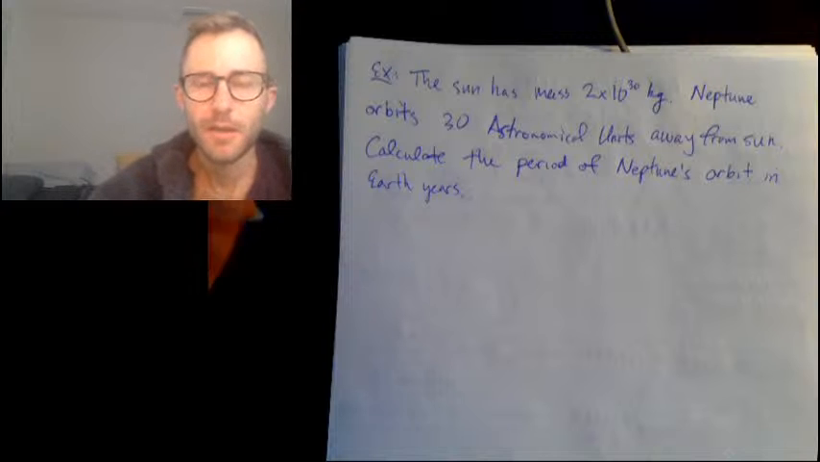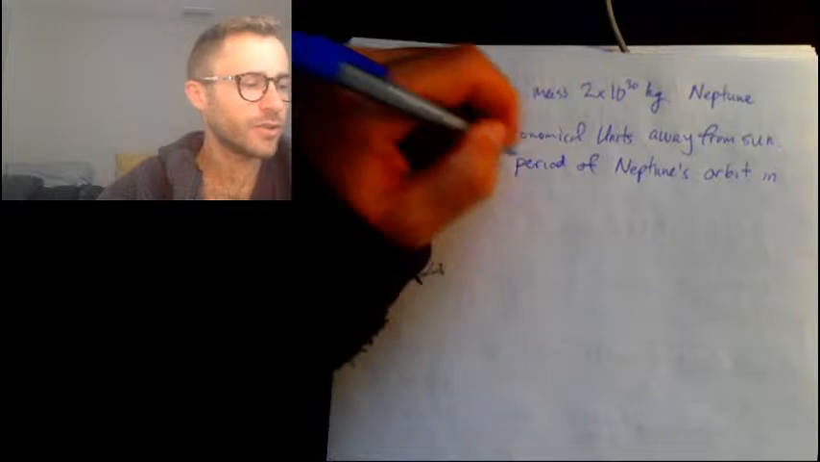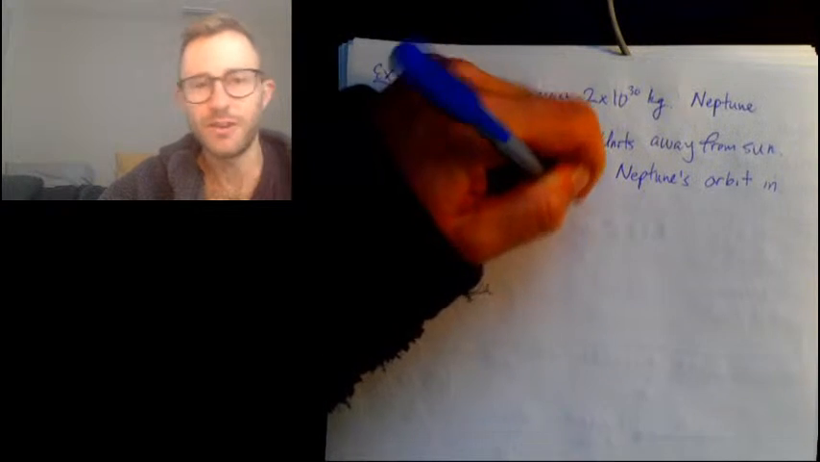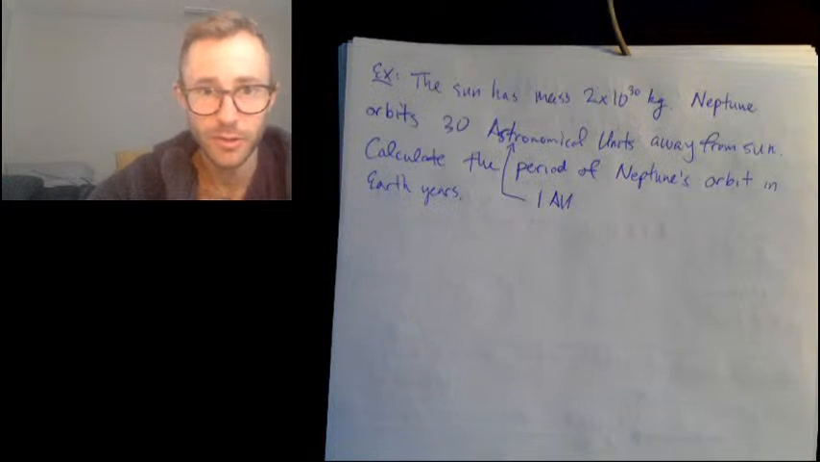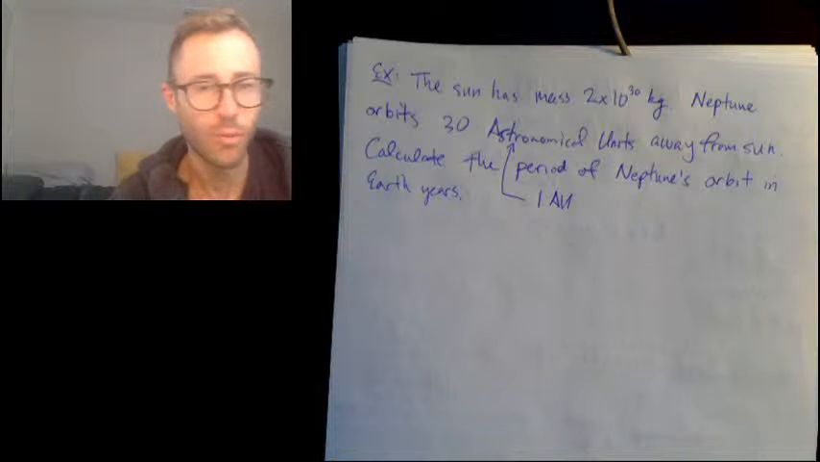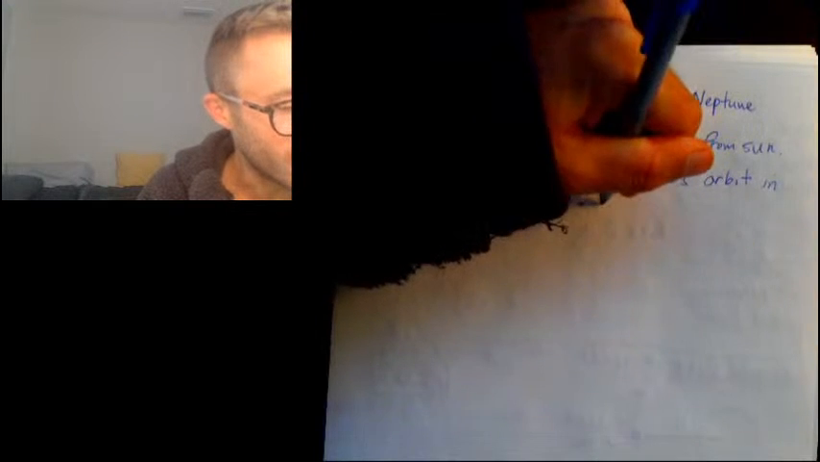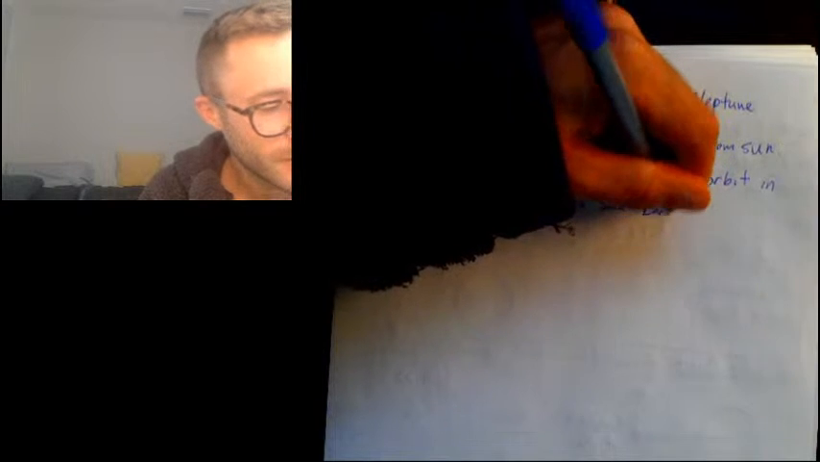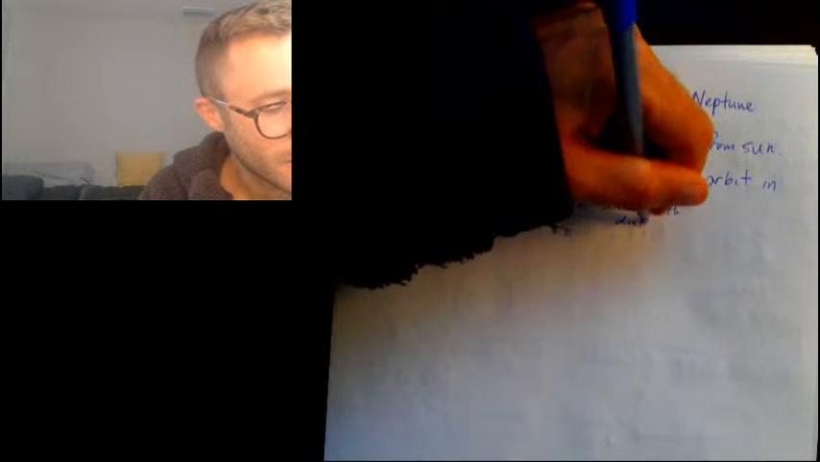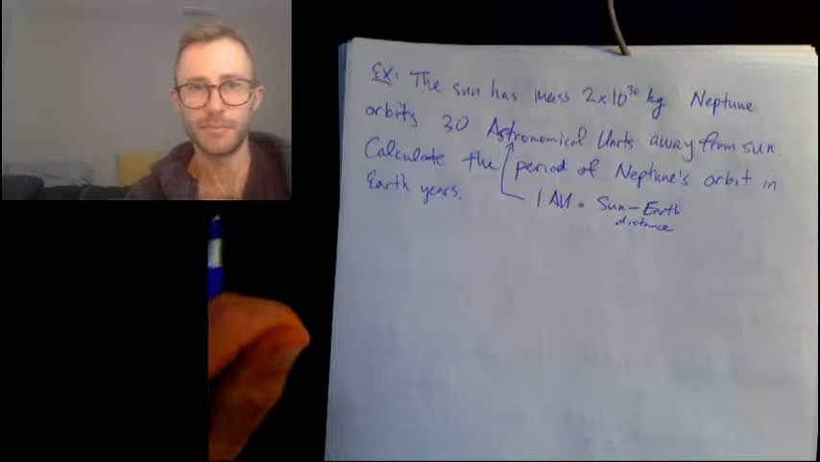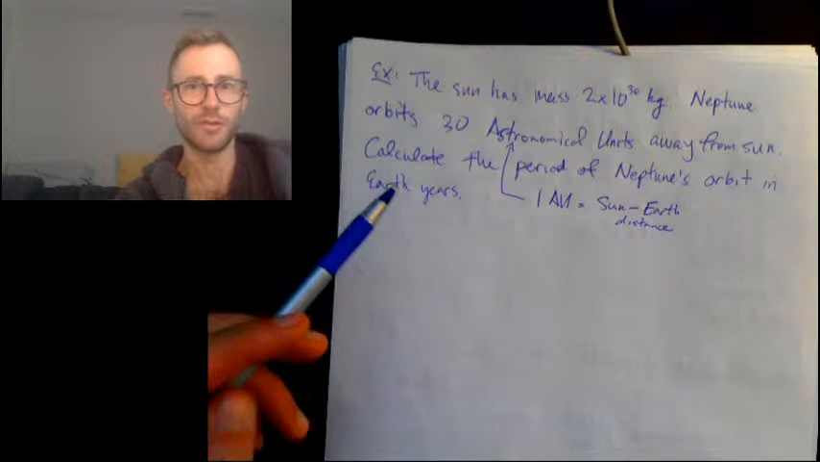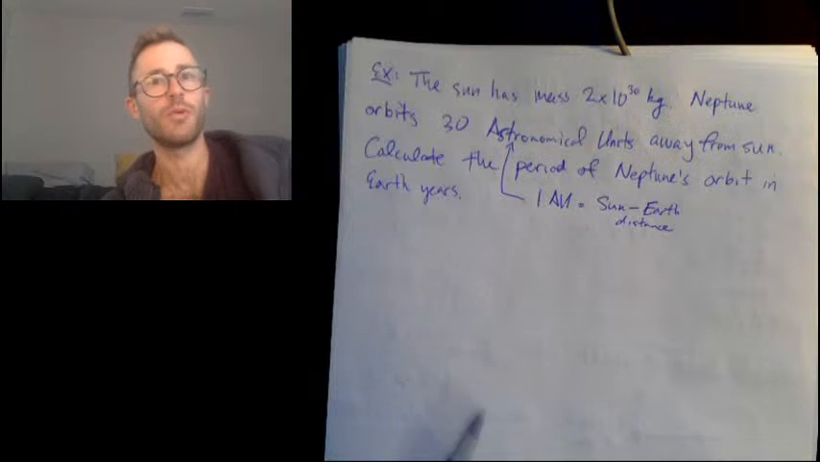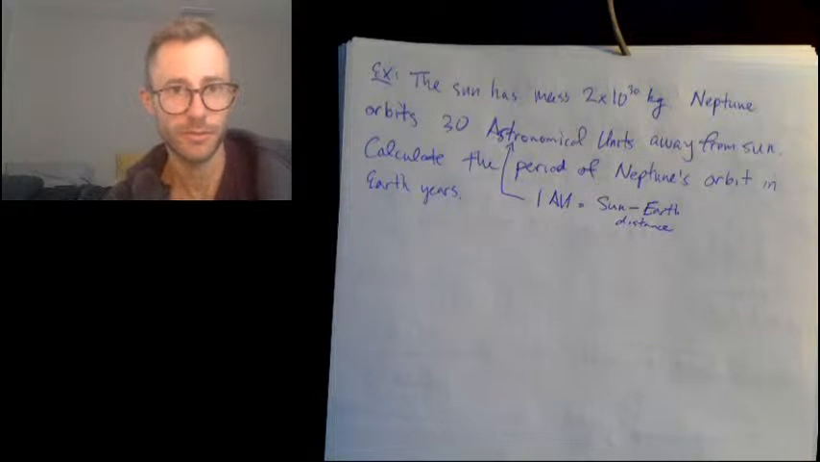All right. So what is an astronomical unit? It's usually called an AU. I just called it astronomical units so you know what it stands for. But 1 AU is the sun to Earth distance. Okay. So to say that Neptune orbits 30 AU away from the sun means that Neptune is 30 times as far away from the sun as the Earth is. Okay.